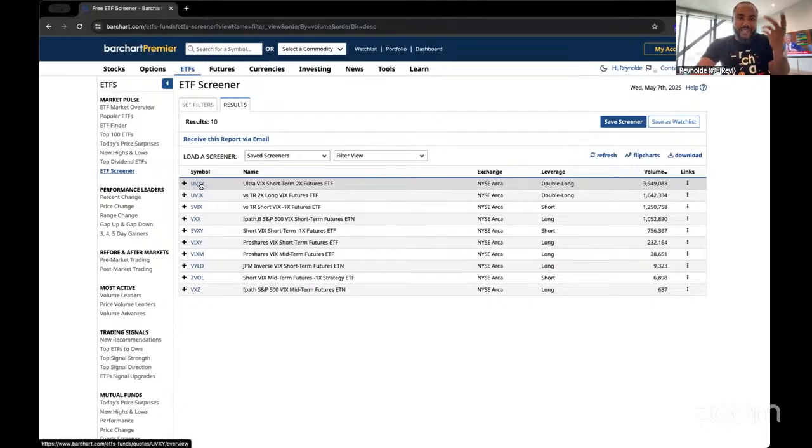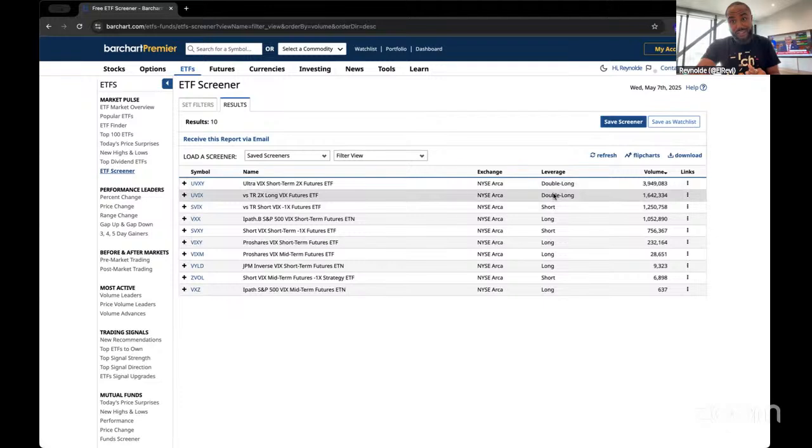Now, let's actually pull this up. This is double leverage now. So this is only for the traders. Everybody else should beware. Okay. So let's pull this up. Take a look at this. We got over 3.9 million shares traded. So it's worth the look for sure.